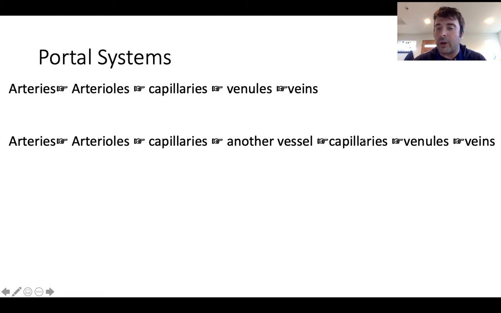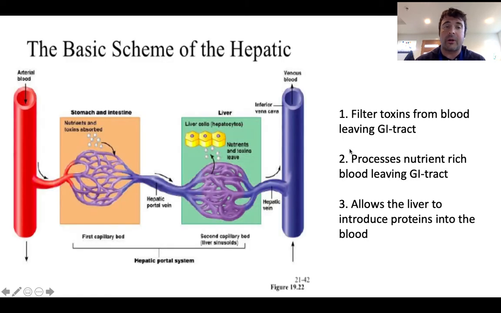It's a connection point. Those capillaries are then drained by venules, which go to veins and then back to the heart. So when one capillary network is connected to another capillary network by whatever vessel is connecting them, that's called a portal system. Essentially, it's a port, right, between one network of capillaries and another network of capillaries.